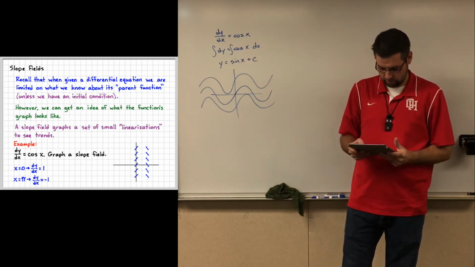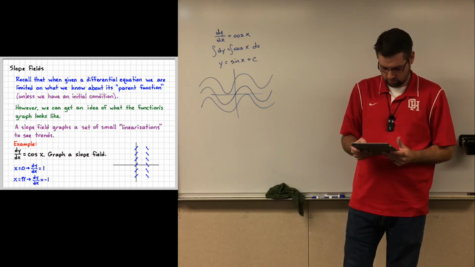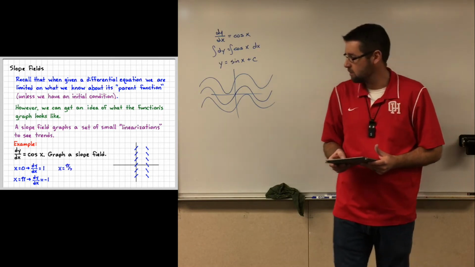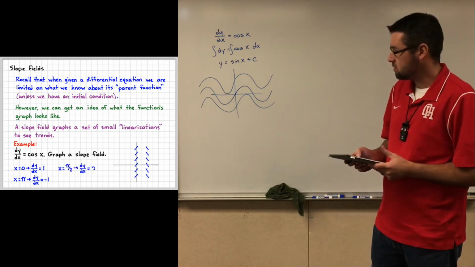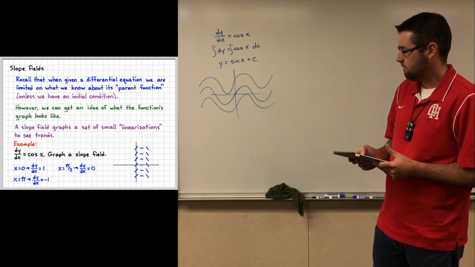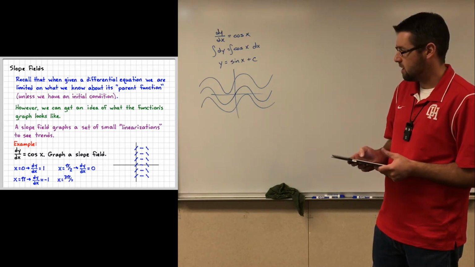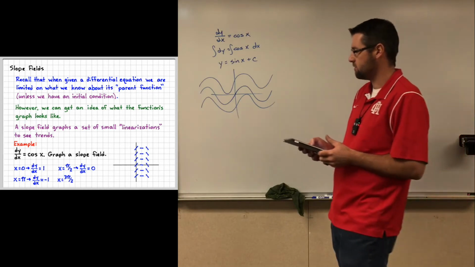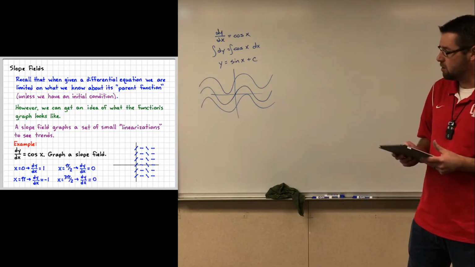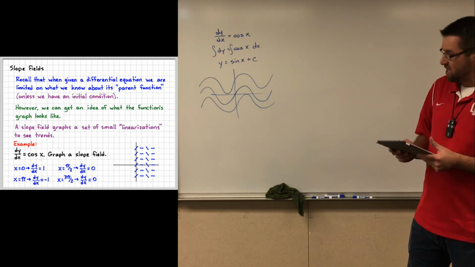What's another one we know? What would you say? Pi over 2? What's cosine of pi over 2? 0. Okay, so cosine of pi over 2 is 0. So the slope at pi over 2 is 0. Okay, maybe another one, 3 pi over 2. What's the cosine of 3 pi over 2? 0. So the slope is 0. And then we can keep going with this all day long.